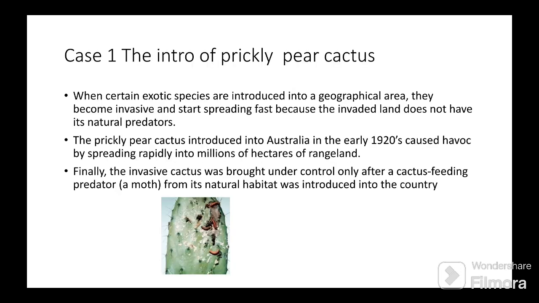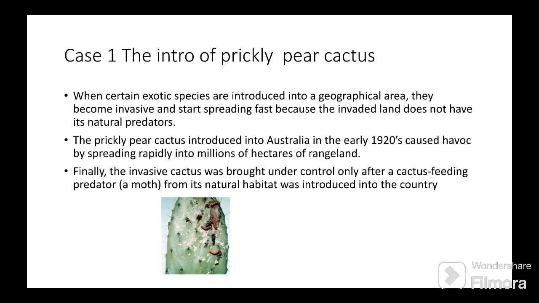The first case that we are looking into is the introduction of the prickly pear cactus into Australia. When certain exotic species or alien species are introduced into a geographical area, they become invasive and start spreading fast across the land because they may not have natural predators over there. The same happened in Australia in the 1920s, where the prickly pear cactus was introduced and it caused havoc by spreading rapidly into millions of hectares.